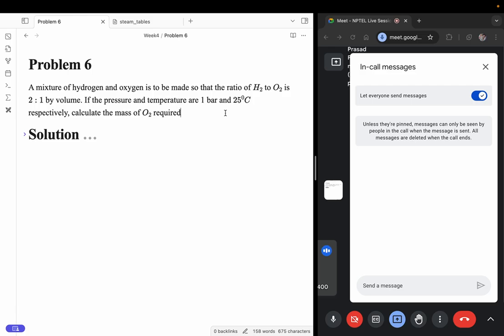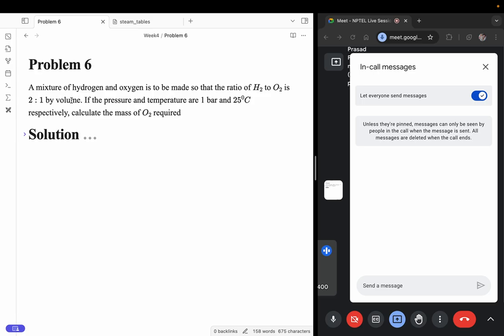So what do you mean by 2:1 volume? It's like if I take 2 cubic meter of hydrogen and 1 cubic meter of oxygen and mix them inside a container such that the pressure remains constant. When you say a ratio with respect to volume, you need to specify the pressure at which these ratios are considered. It is specified here that the pressure and temperature are 1 bar and 25 Celsius respectively, and you need to determine the mass of oxygen required.